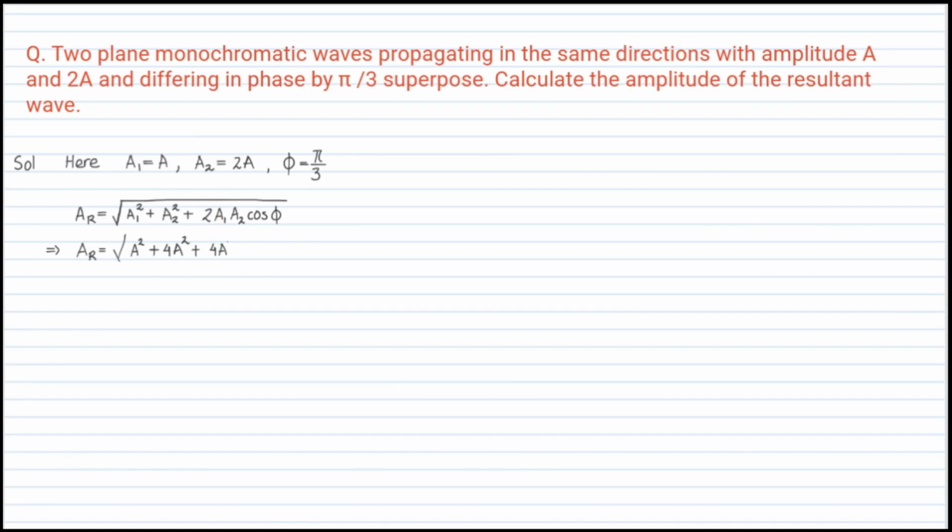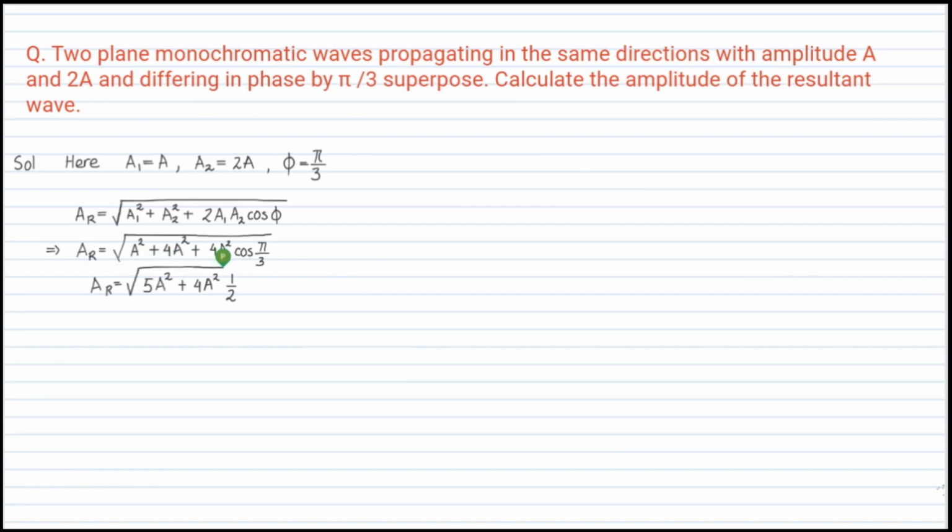And then cos of the phase difference pi by 3. Now look here. A square plus 4A square equals how much? 5A square. Similarly, cos pi by 3 is how much? Cos 60 degrees is half. So this term will be 4A square times half. So your resultant amplitude I can write as the square root of 5A square plus 4A square times half.